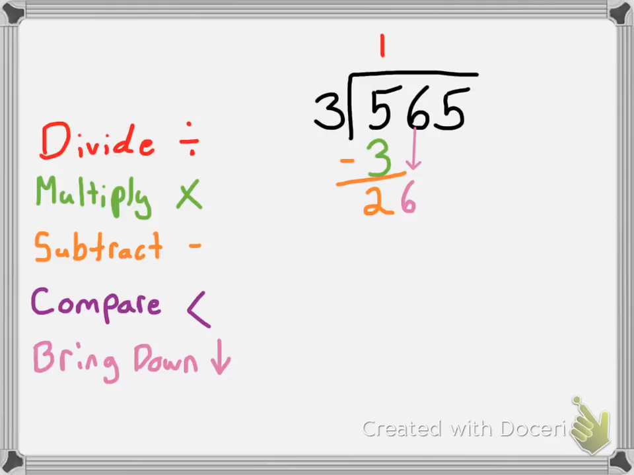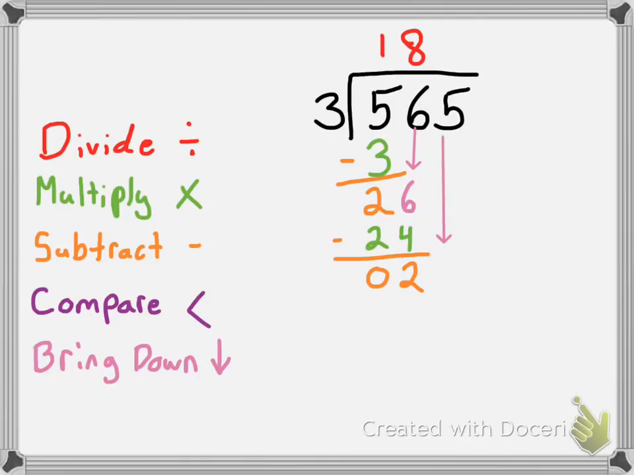26 divided by 3. I'm starting all over again. 26 divided by 3 is 8. Multiply 3 times 8, which is 24. Subtract. 26 minus 24 is 2. 2 minus 2 is 0. Compare. Is 2 smaller than 3? Yes, it is, so I can move on to my bring down.